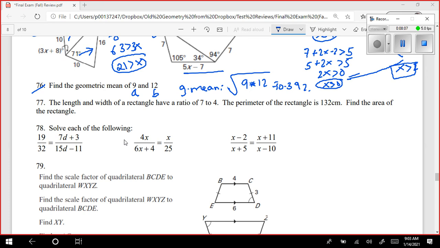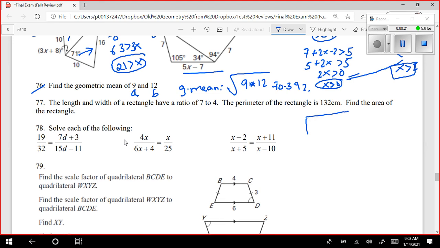Find the length and width of the rectangle if the sides have a ratio of 7:4. The perimeter of the rectangle is 132. So if I have a rectangle such that the sides are in the ratio 7:4, which means 7x and 4x, because I don't know exactly what factor I have to multiply by to get the actual length. But the factor that I multiply is the same number.